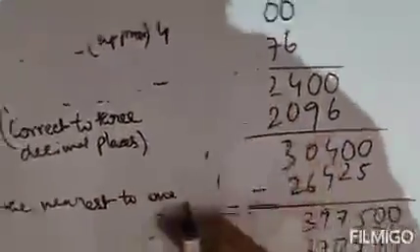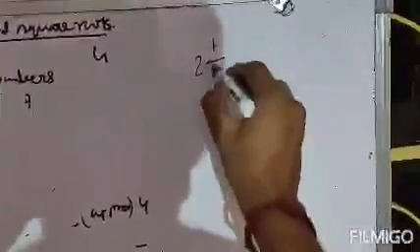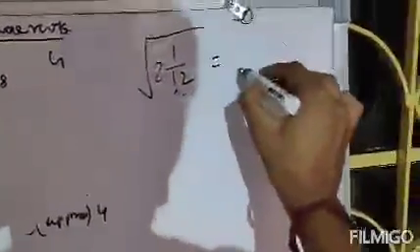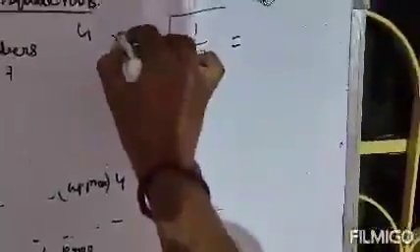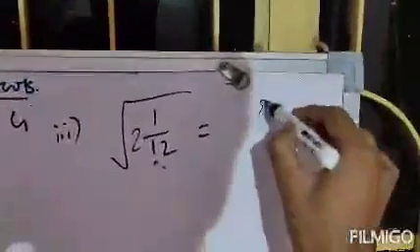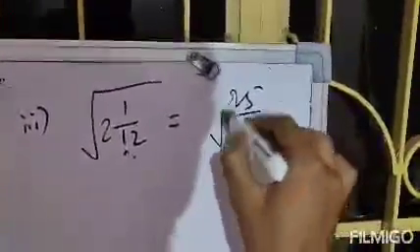Next question, we have to find out the square root of 2 upon 1 by 12. We have to find out the square root of 2 upon 1 by 12. So this is question number 3. Just convert this mixed fraction to improper fraction. So that is 25 by 12.